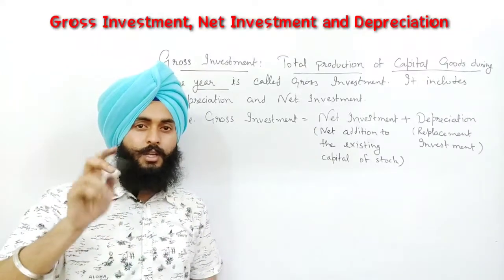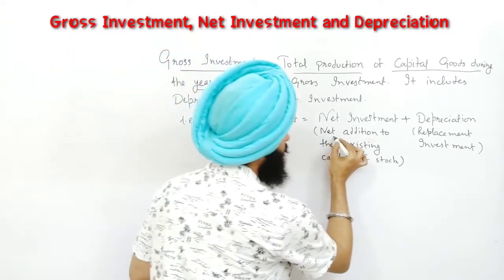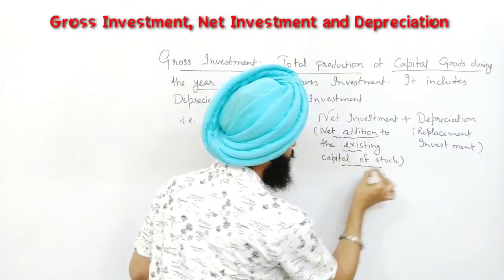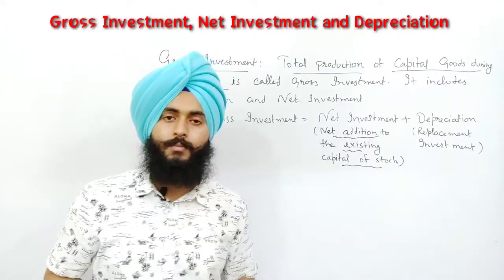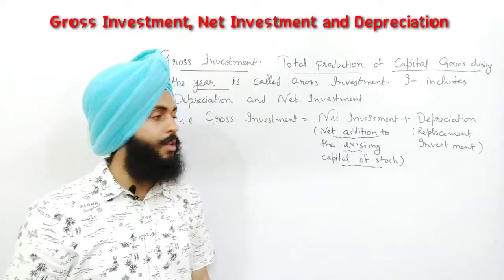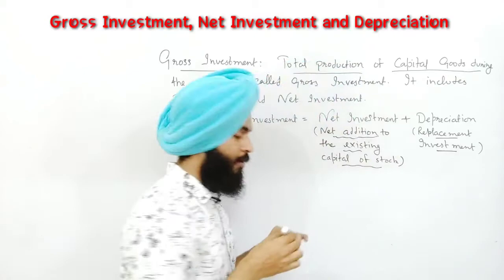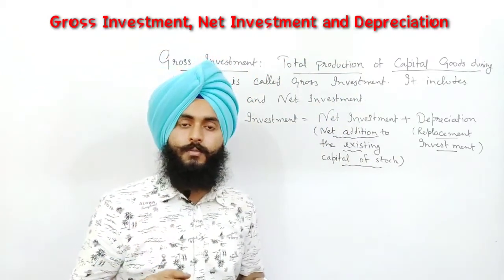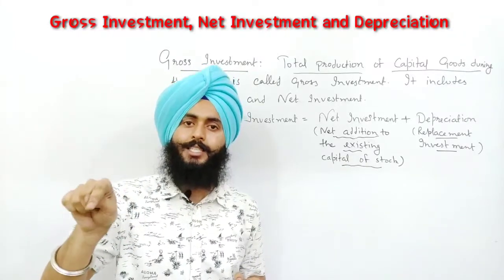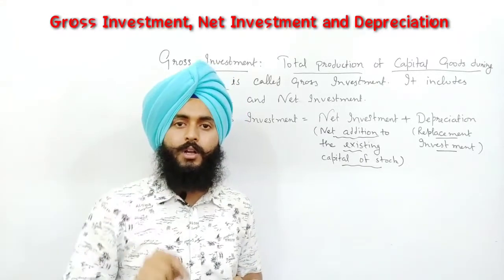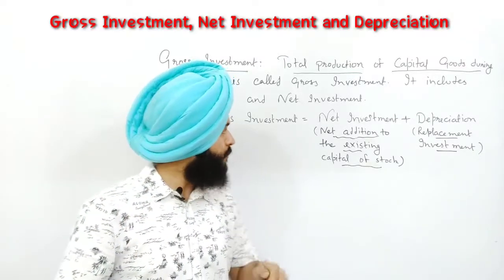There are two things in this. Please listen carefully. Those two things are net addition to the existing capital stock, जो पहले से है उसमें थोड़ा बहुत नया ऐड करना. Okay, another is replacement of a capital stock. जो है वो खराब हो गया, now we have to replace that asset, to purchase a new one. Okay, so there are two things we have to do here.